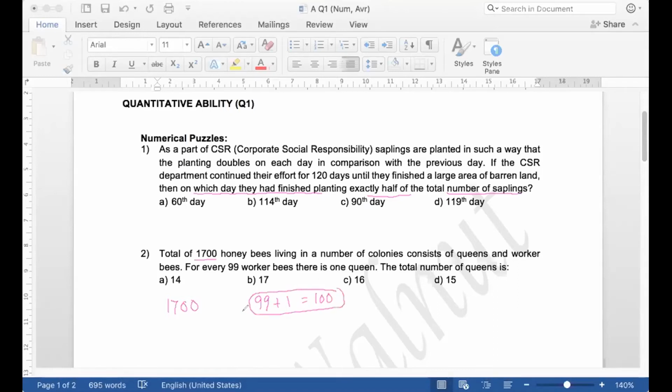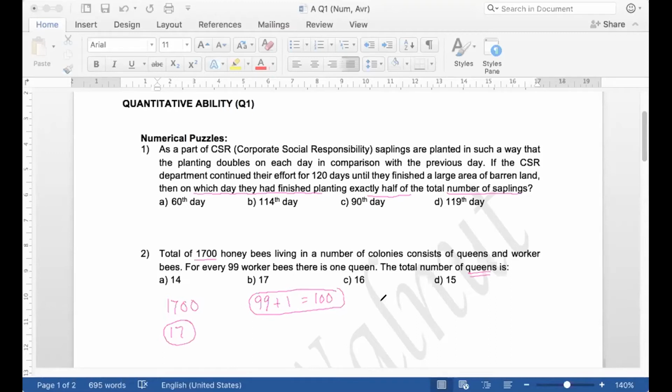So if that is the case, how many groups are available here? Total 1,700. So how many groups? 17 groups are there. The question is the total number of queens. So 17 groups are there, so 17 queens must be there. So the number of queens must be 17.